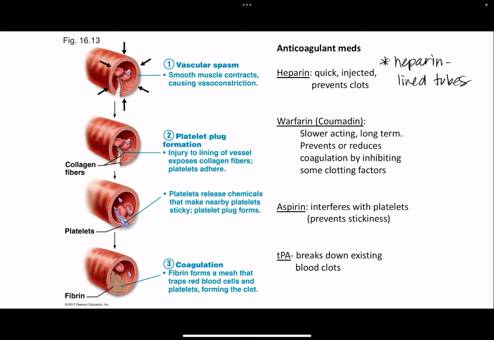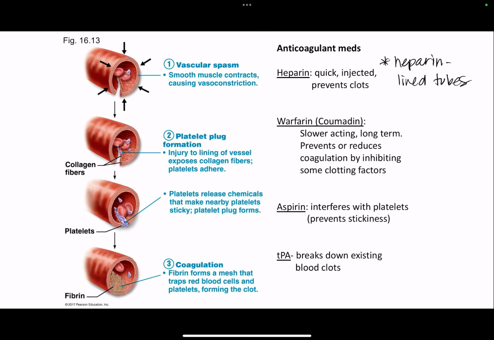Warfarin, or Coumadin, is another anticoagulation med. It's going to be slower acting, acting over the long term. It prevents or reduces coagulation by inhibiting some of those clotting factors that are needed to form clots. Aspirin is another blood thinner. It interferes with platelets, so it prevents that stickiness when clots form.